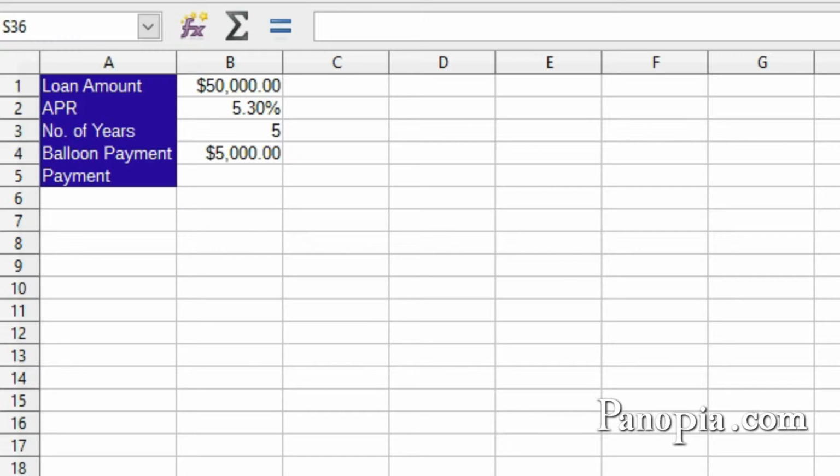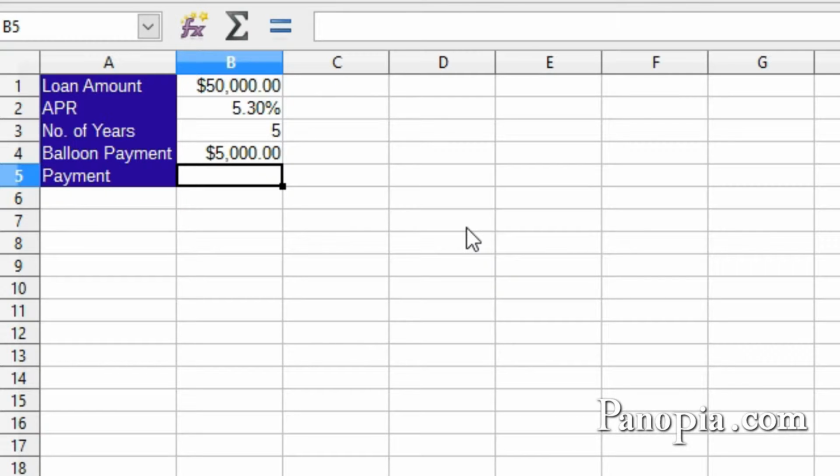Another type of loan you might run into is one where after the payments are finished, a lump sum is paid, a balloon payment. Here's how you would calculate it using the payment function. In this example, I've got a loan for $50,000 at an annual interest rate of 5.3% for 5 years. At the end of the 5 years, there'll be a payment of $5,000. So to calculate the payment amount on this type of loan, use the payment function.